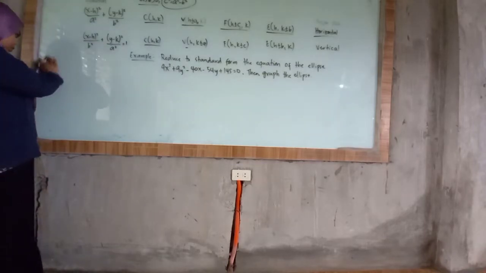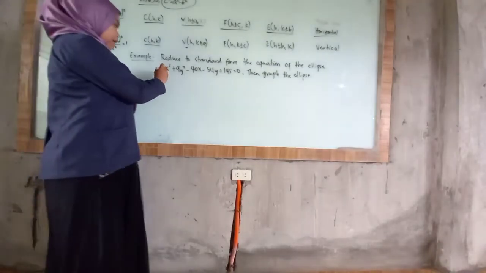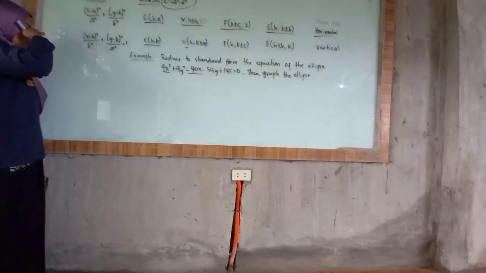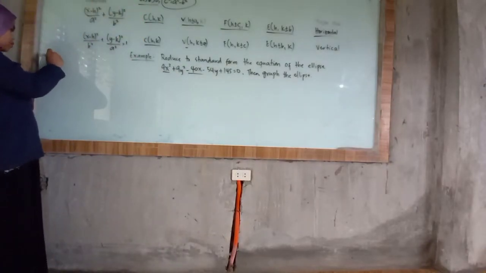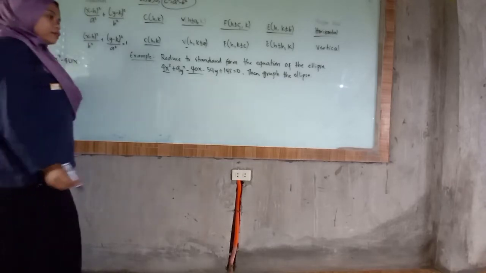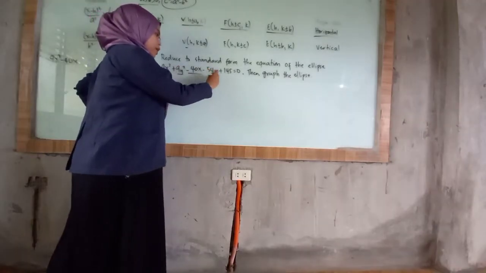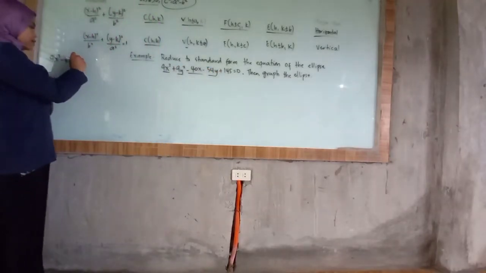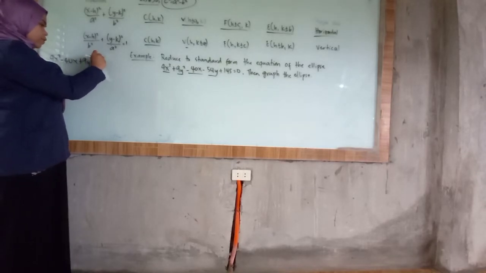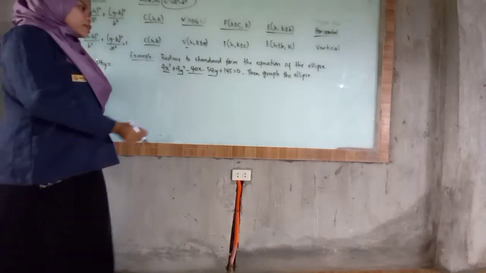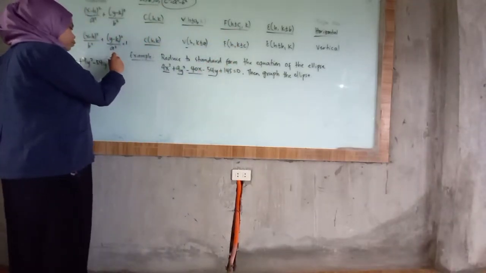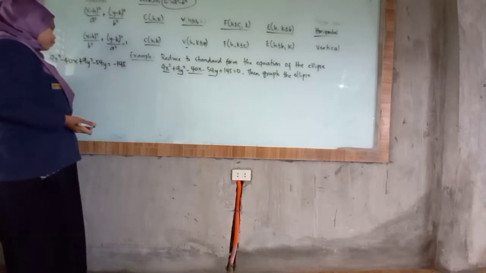First step, we pair the same variables. We put together the terms with the same variable. So we have 4x squared minus 40x, and then the same for y, plus 9y squared minus 54y. The constant positive 145 we move to the other side, so that will be negative 145.